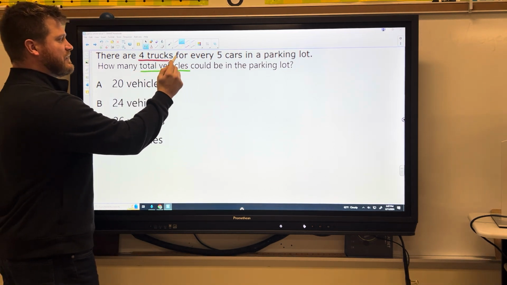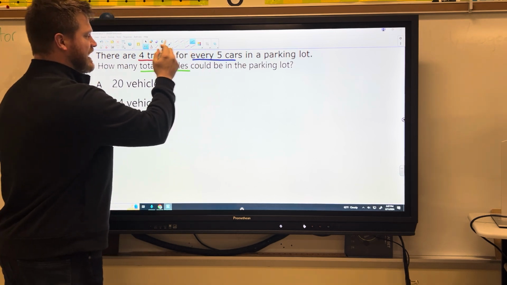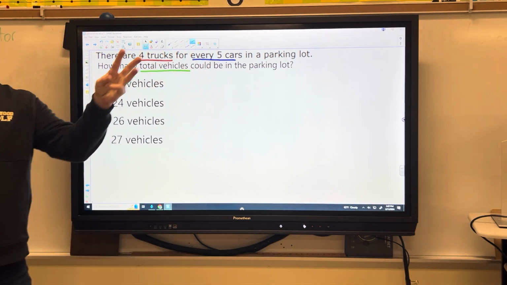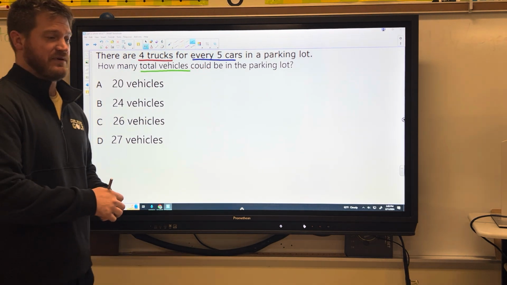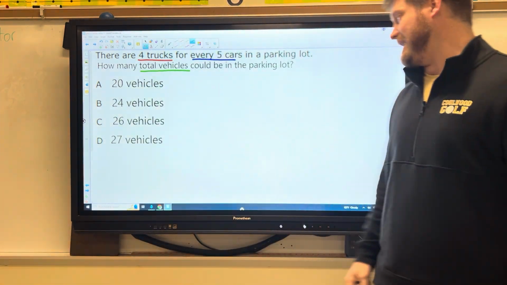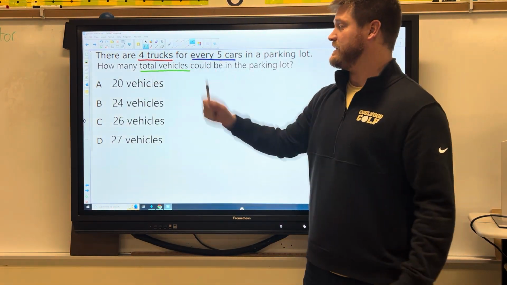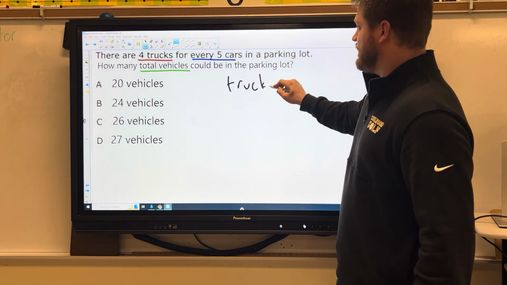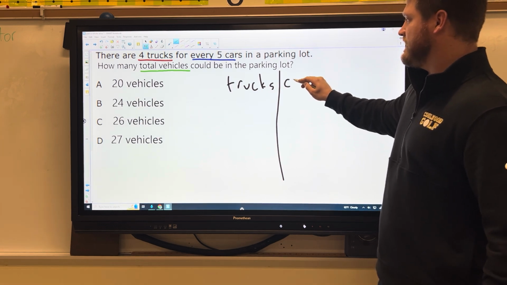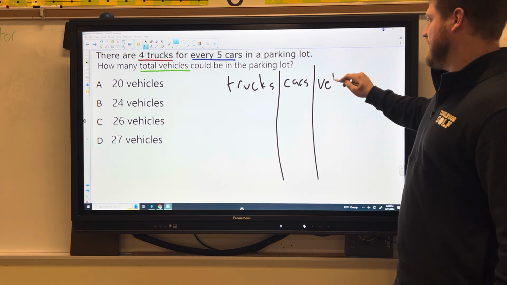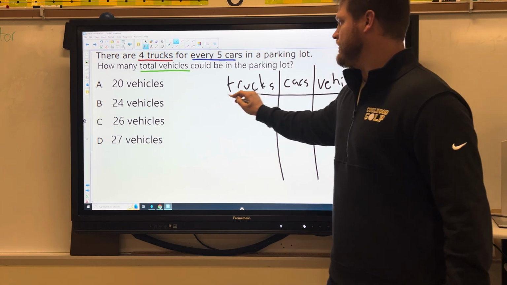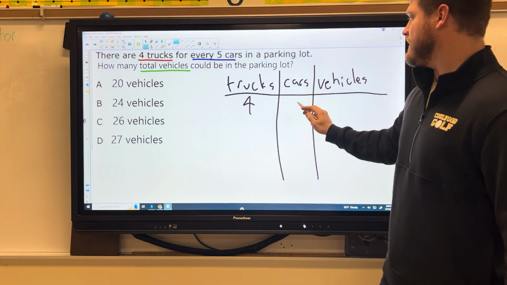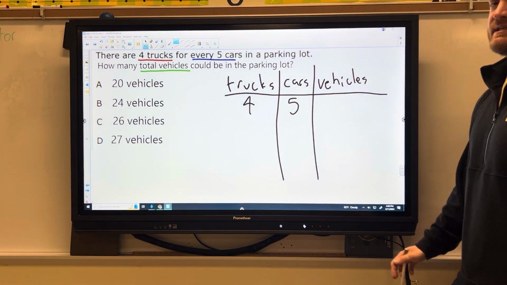Look, it starts by talking about trucks, and then talks about cars, and then goes to talking about vehicles. Because it's trucks, cars, and vehicles, that's 3 different things, that's gonna require a table. Since there's 3 things, a ticket couldn't fit on this problem because vehicles could not go into trucks or cars. So we gotta make our table dealing with trucks, then cars, and then vehicles. Now, fill in the numbers. It says how many trucks are there? There are 4. How many cars? There are 5.